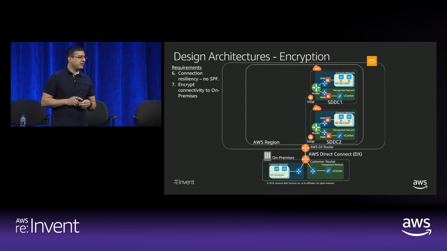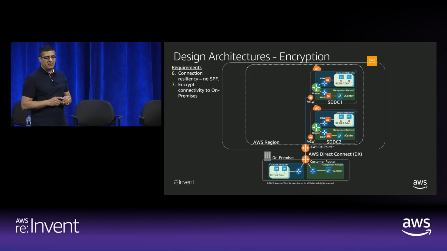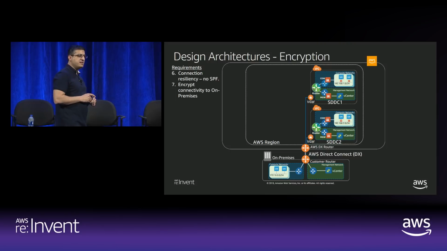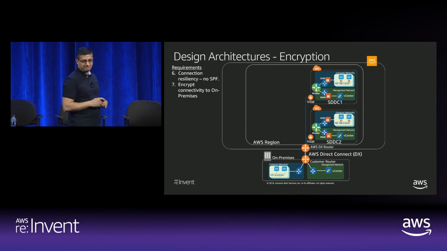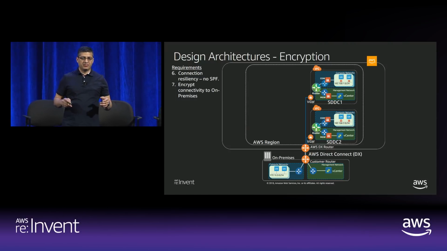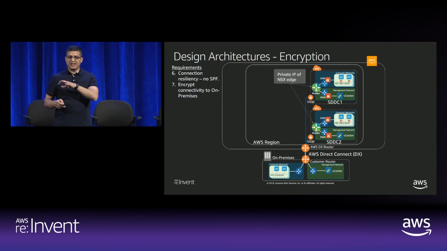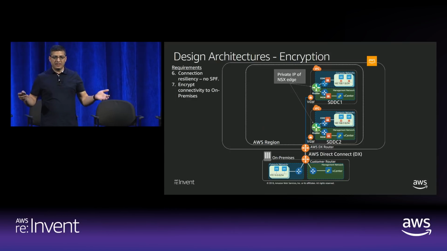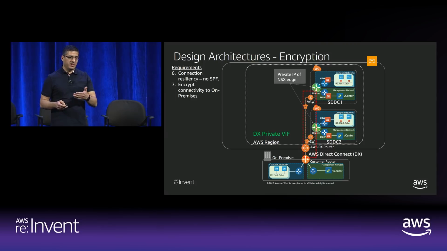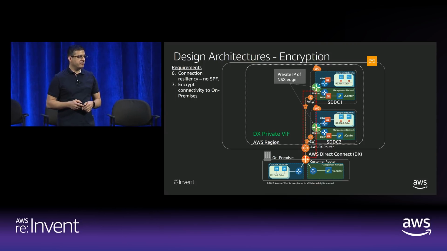Next requirement came from the team is encryption. They need to make sure that traffic between SDDCs and on-premises is encrypted. We have learned from the information today that I have two options. Reason is because the NSX Edge gives you the option to use a private IP address or a public IP address. So if I choose a private, and I already have a private Direct Connect interface, that means that if I create a tunnel using that private IP address, my tunnel will be routed over the private VIF.